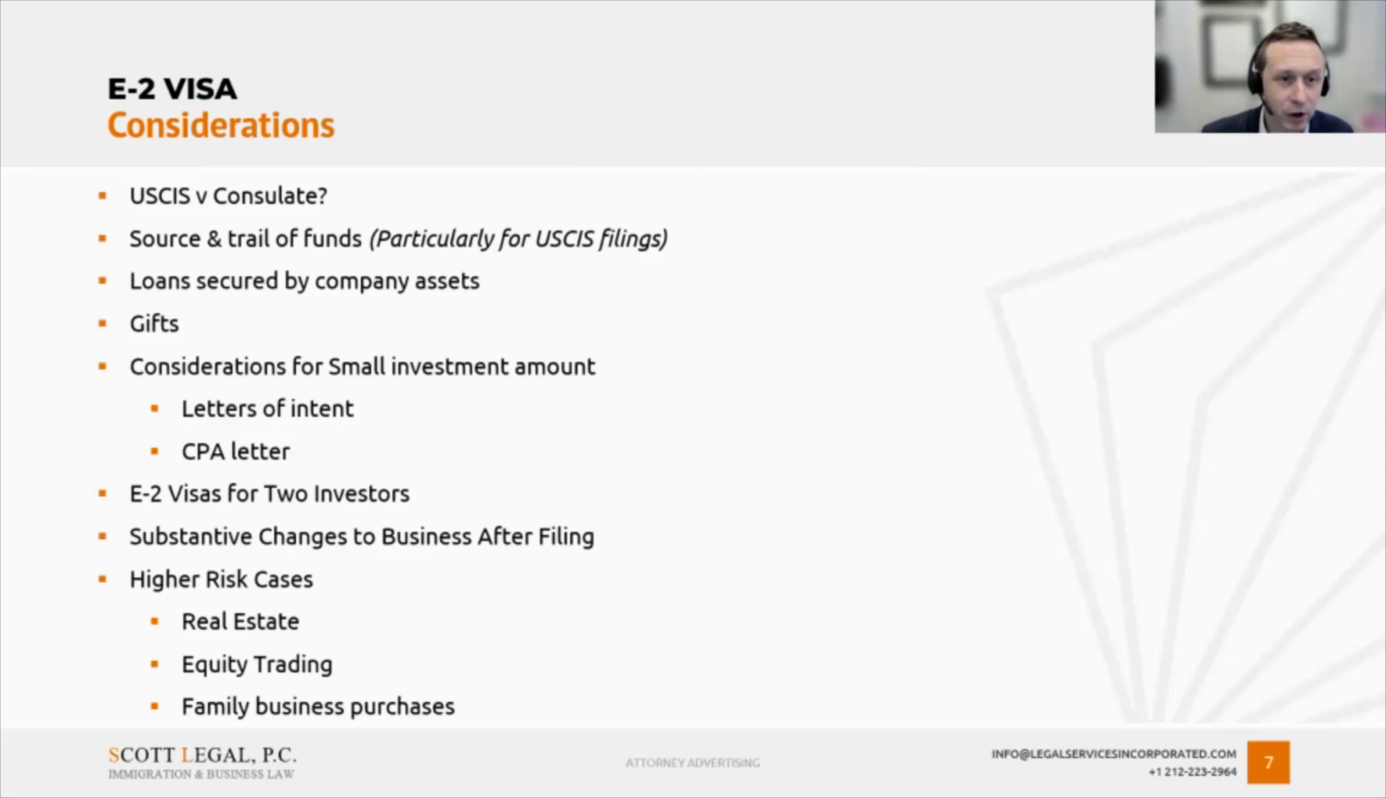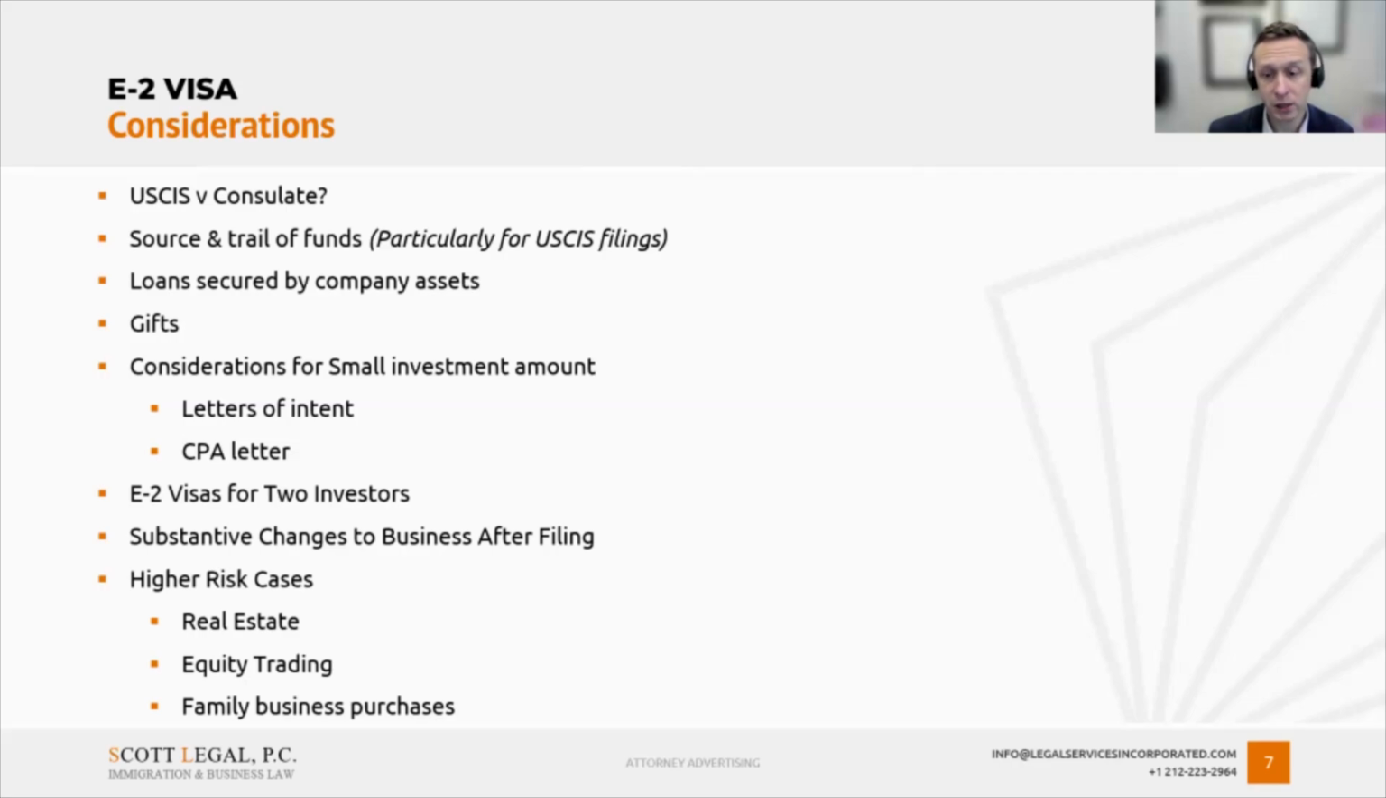So the next item on our list, E-2 visas for two investors. As Yongki mentioned, you do need to prove that you own at least 50% of the E2 company in order to qualify as an E2 investor. But what that means is you can have two E2 investors if they each own exactly 50% of the US company.